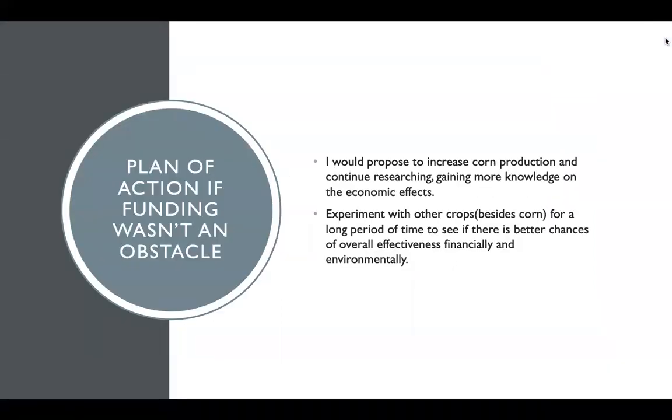My plan of action would be to propose an increase in corn production and continue doing the research to gain more knowledge on economic effects. I'd also experiment with other crops besides corn for a long period of time to see if the outcome produced a better chance for overall effectiveness financially and environmentally.